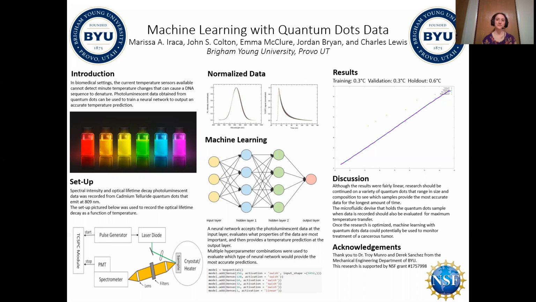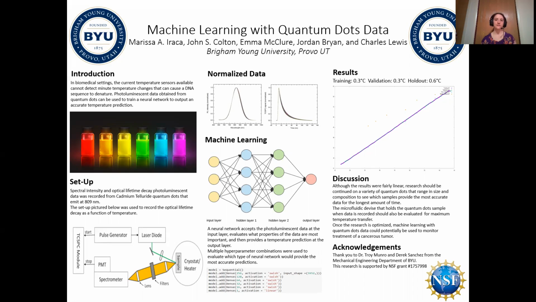The specific type of quantum dots that we use in this research are cadmium telluride, and they emit at about 809 nanometers. We're recording two types of data from the quantum dots. We're recording the spectrum intensity, which is how bright the quantum dots glow at a given temperature, and also the optical lifetime decay. So how long does a photon live after it's emitted from the quantum dot sample?